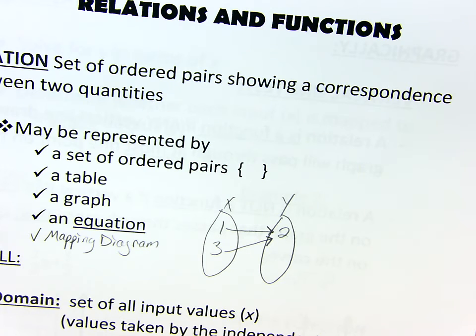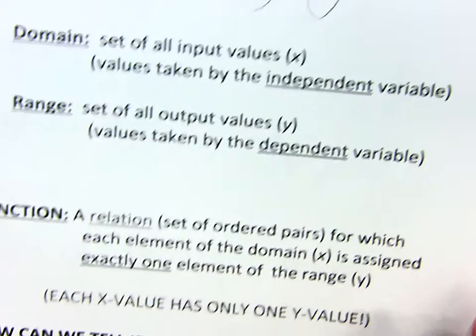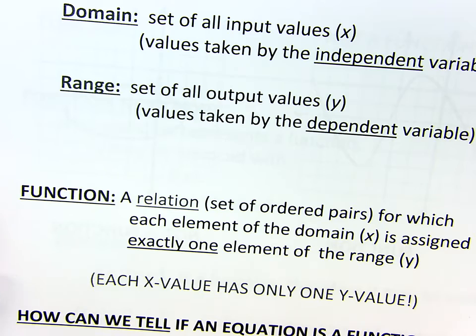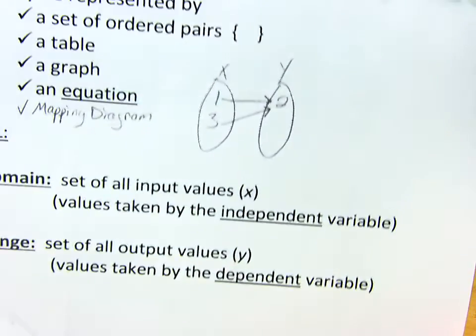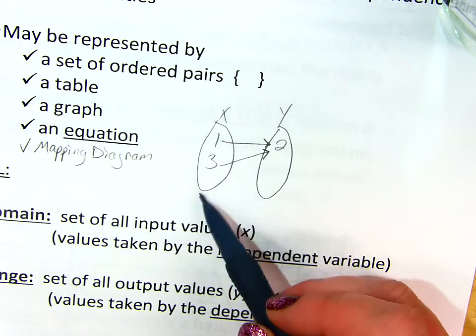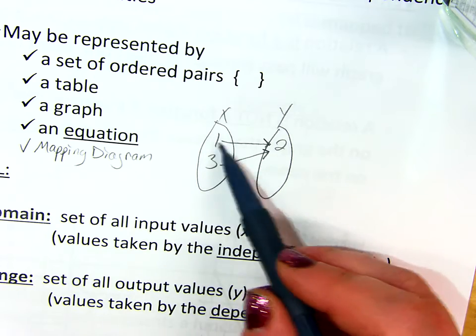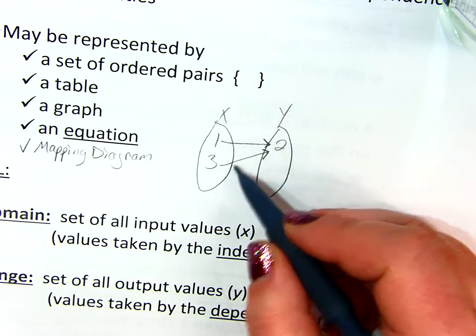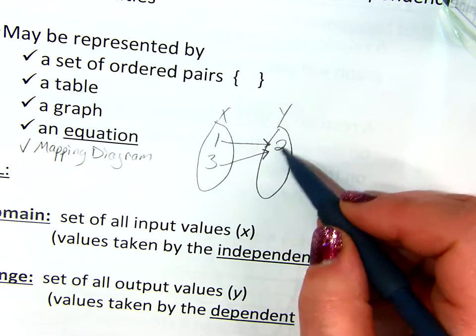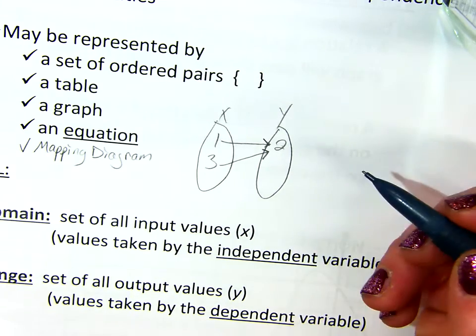Now, I'm going to jump ahead real quick. If that relation has each x value only going to one y value, then we call it a function. So if I look back up at my example that I just drew, every number in my x section is only going to one y value, right? It doesn't matter that they're both going to the same one. It just matters that each of these can only go to one. So this would represent a function.